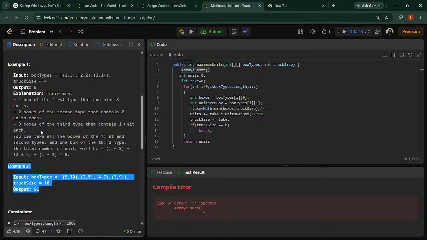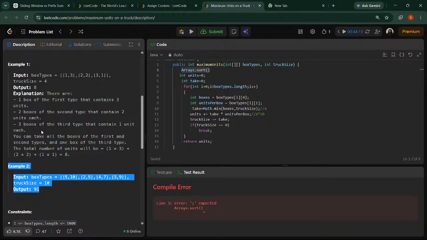Will be 1 into... I hope so. Boxes 1, units per box is 1. 1, comma 3. Taking the minimum 1, comma 4. The units will be 1 into 3, right? Truck size will decrease by 1.